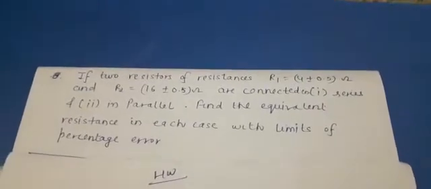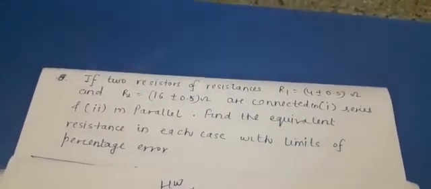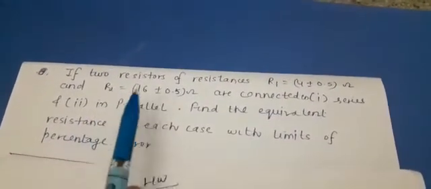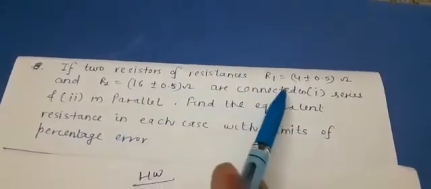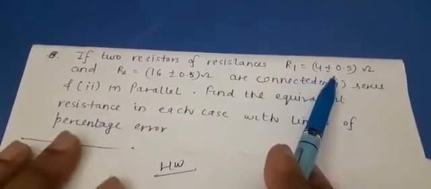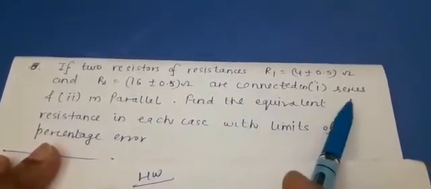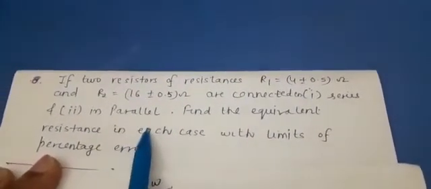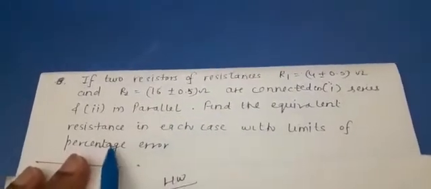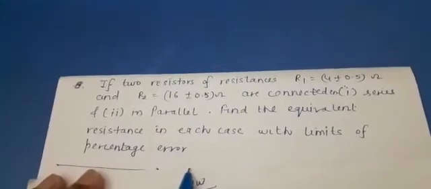Now see, in the next numerical, a different concept will be used, utilizing all the results which we have learned today. So here, two resistors of resistances R1, that is 4 plus minus 0.5 ohm, and R2 equal to 16 plus minus 0.5 ohm, are connected in series and in parallel. Two arrangements are there. First they are connected in series, then in parallel. So find the equivalent resistance in each case with limits of percentage error.